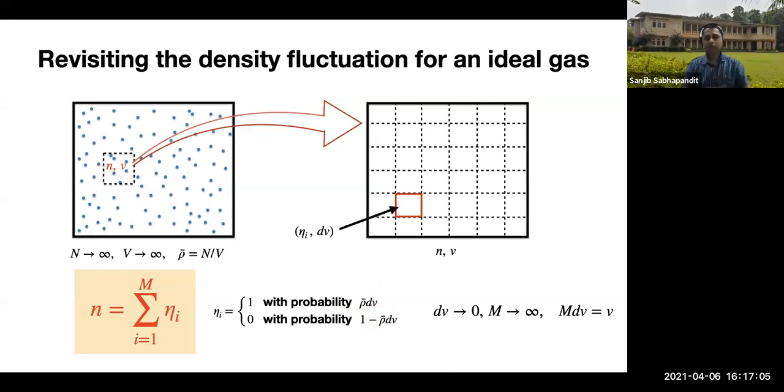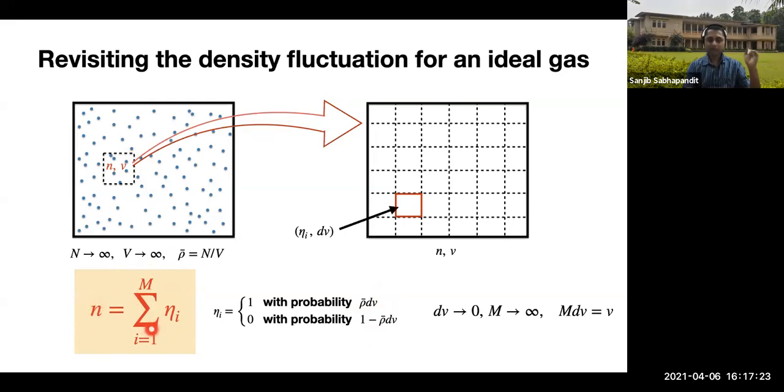Given this, you can go ahead and solve the problem exactly, and what you will find is that P of N is just a Poisson distribution. But today I'm not interested in finding the exact form of this distribution. I am interested in this particular form.